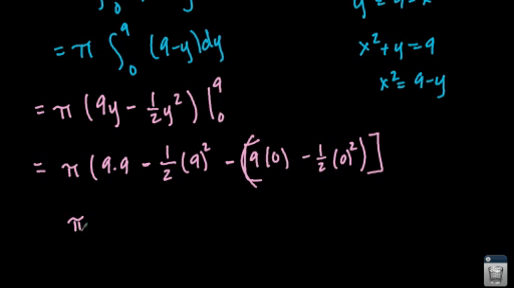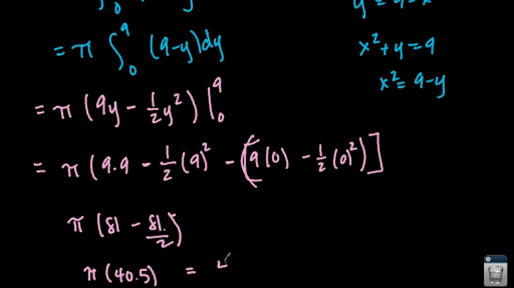We end up with pi times 81 minus 81 minus 81 halves. Okay, so 81 minus 81 halves is pi times 40.5. So that means our volume is 40.5 pi. Alright, there you go.